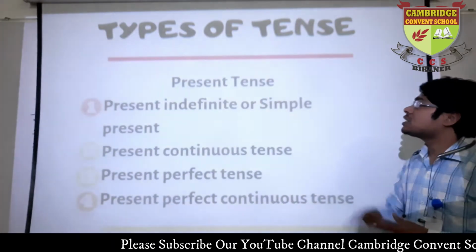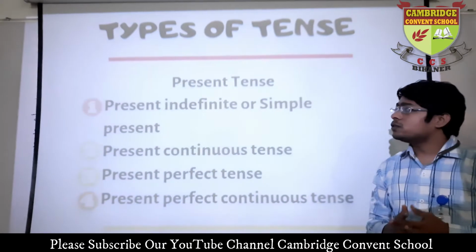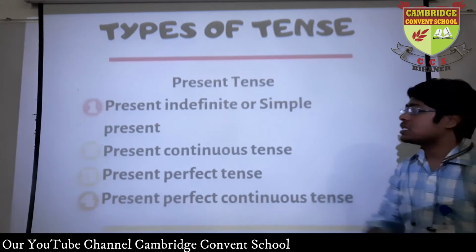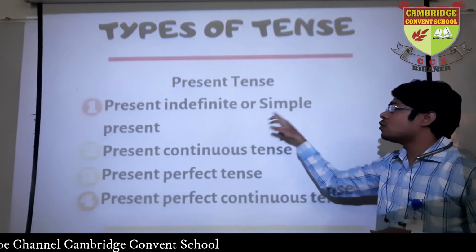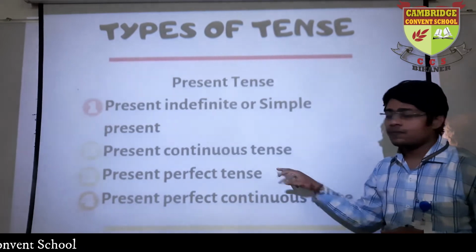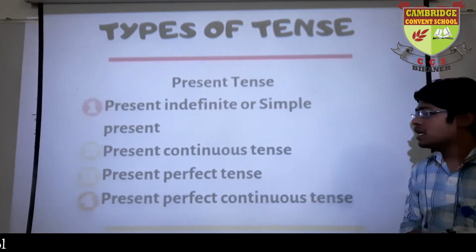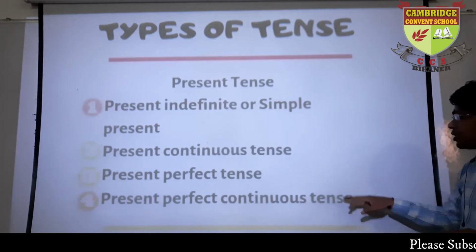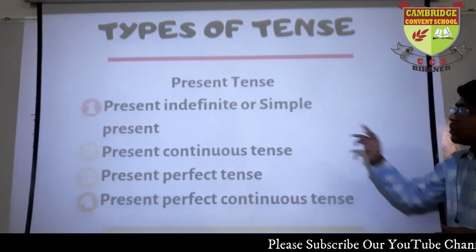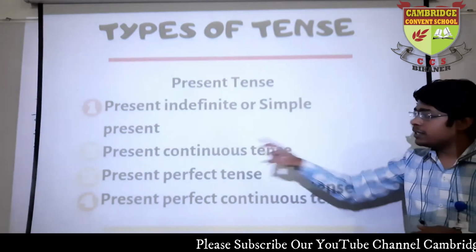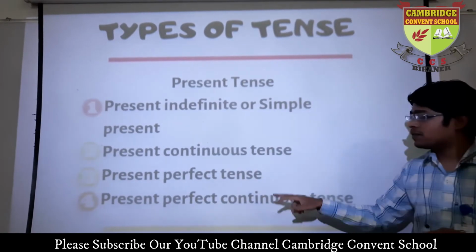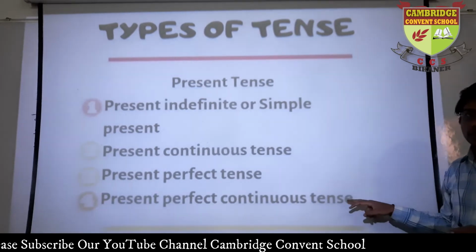So let's discuss types of tense. Each tense has 4 types. In the present tense we have present indefinite, also called simple present tense. The second is present continuous tense, the third is present perfect tense, and the fourth is present perfect continuous tense.